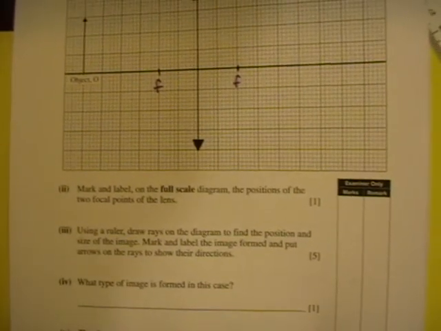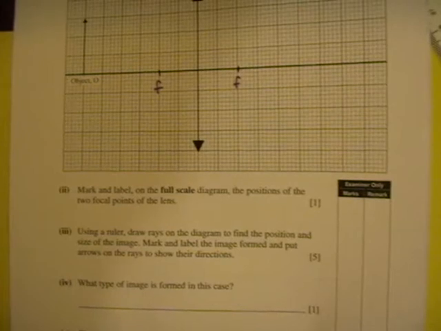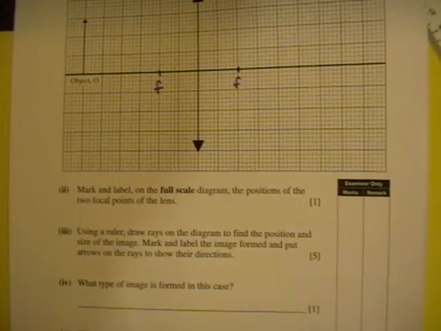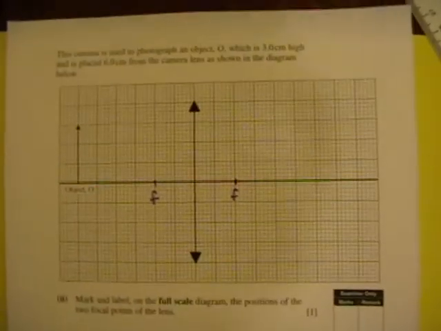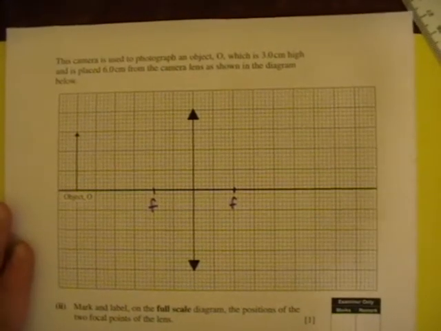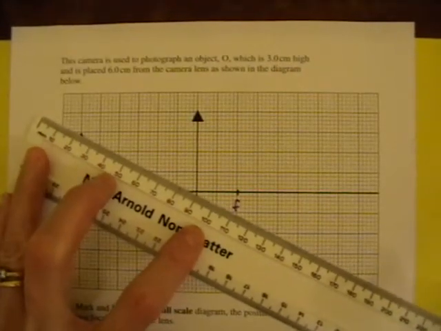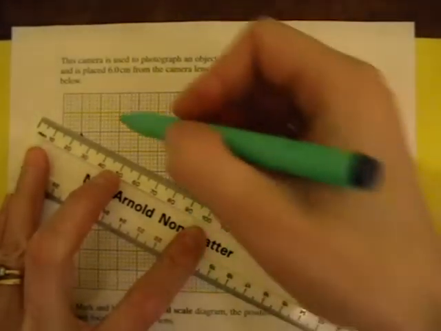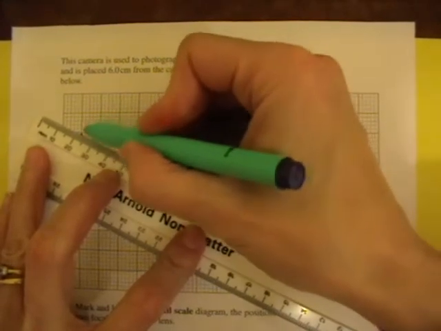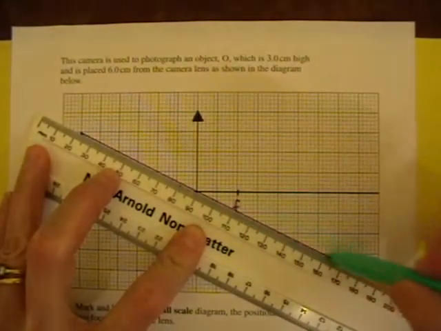Then it says, using a ruler, draw rays on the diagram to show the position and the size of the image. Mark and label the image formed and put arrows on the rays to show their directions. So what I'm going to do is I'm going to continue my diagram here and just finish it off. So you've got a ray which goes right down through the centre of the lens. And the centre of the lens is always where the 2 axes cross each other.